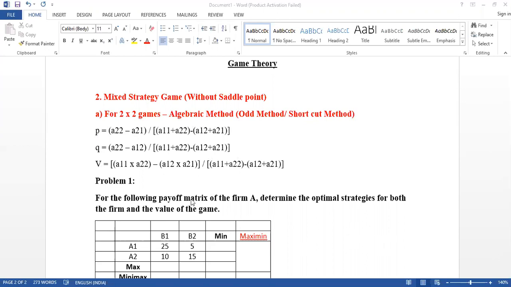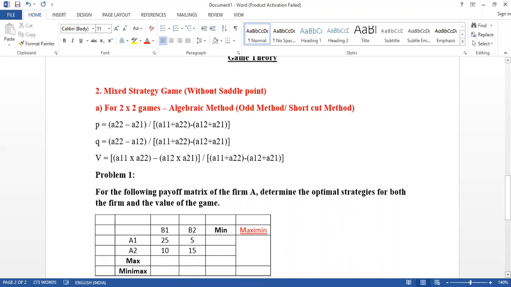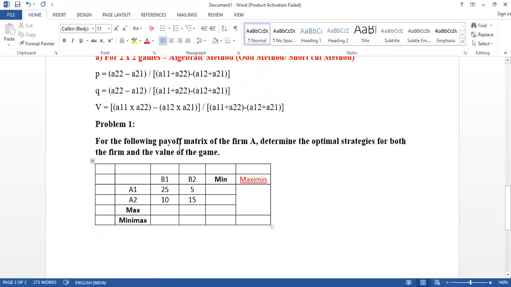So, let us come to the problem. Our problem says, for the following payoff matrix of firm A, again, this part is important. So this part is indicating that the information is given from firm A's side. Determine the optimal strategies for both the firm and the value of the game. Right?